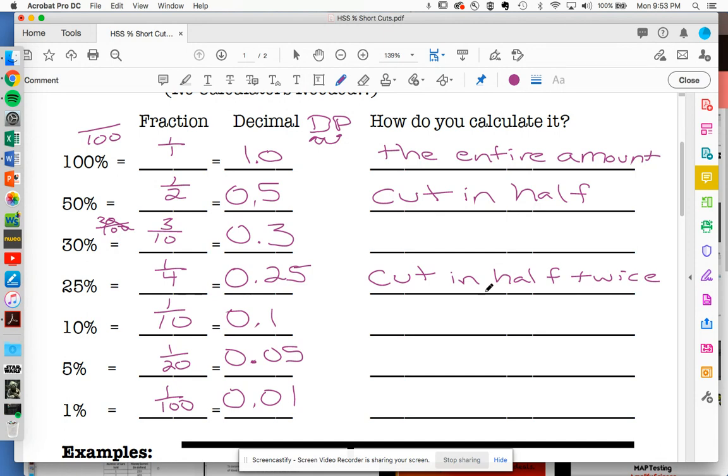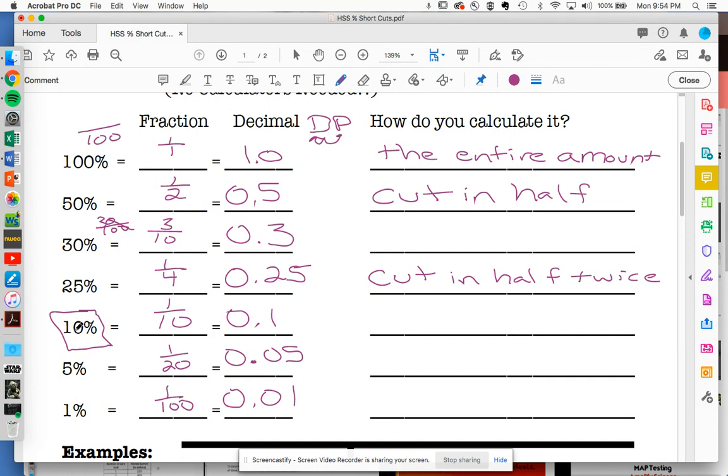But I could cut 30 in half twice. Half of 30 is 15. Half of 15 is 7.5. So it's a little bit easier to think of it this way. Now, what you're going to go to next, and what you should do first, is find this one. I call this the building block. So this is the building block of percents. You're going to use this to find a bunch of different things.